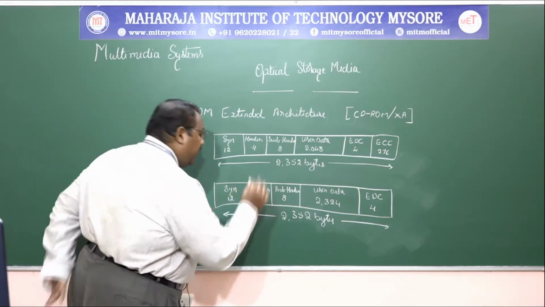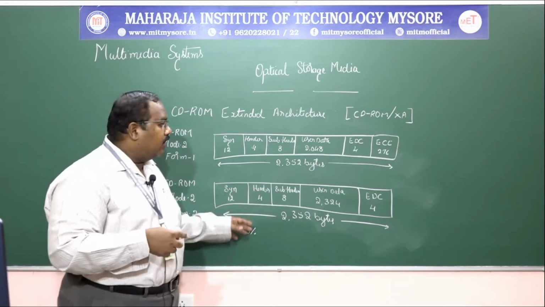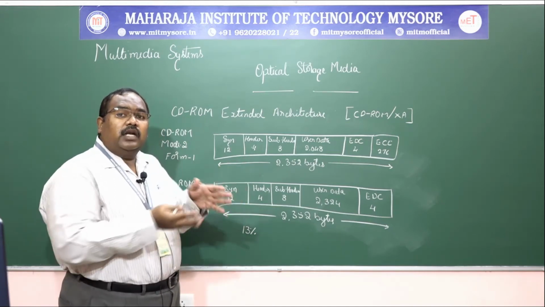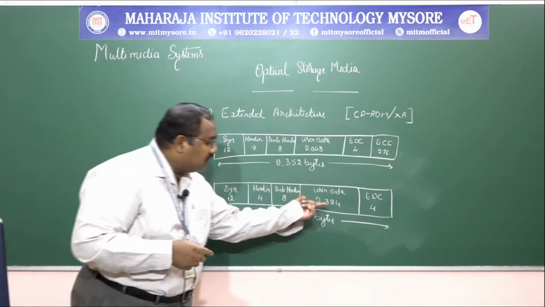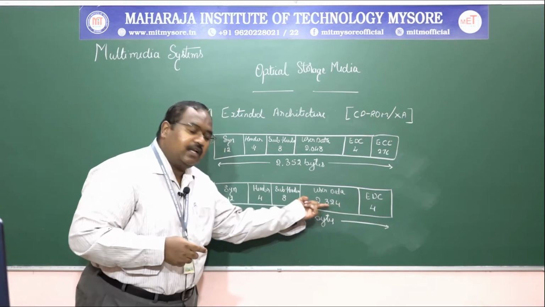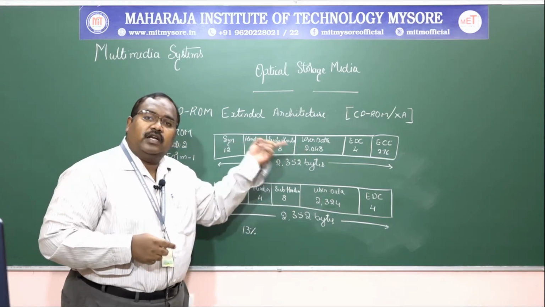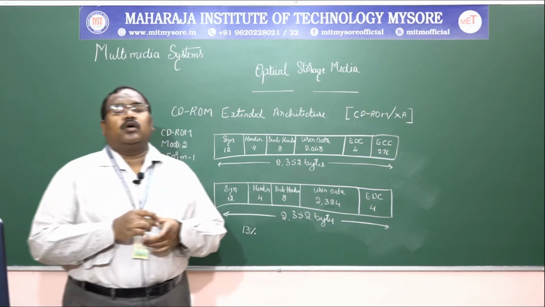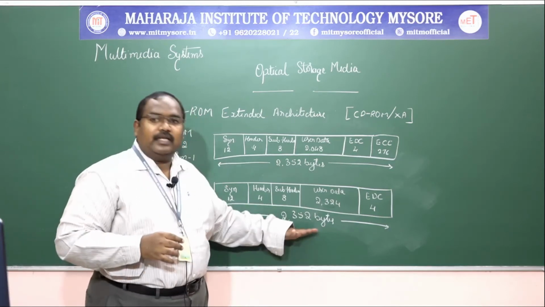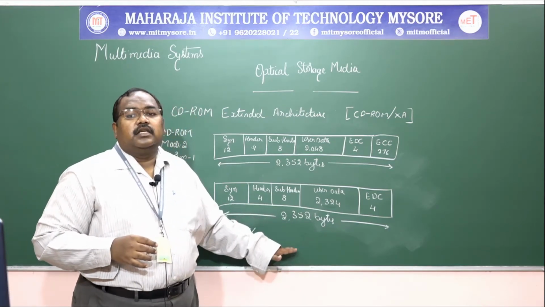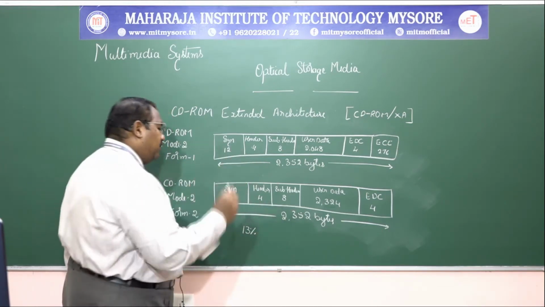Here we are able to get 13% more storage area when compared to mode 1. Means the storage quantity has been increased by 13%. Now look at the storage area of user data bytes itself. Whereas in mode 1, for mode 2 form 1, you are able to get 2048 bytes, here you are able to get 2324 bytes of information. And one more importance here is this, we can store compressed data of various media. That is the plus point.